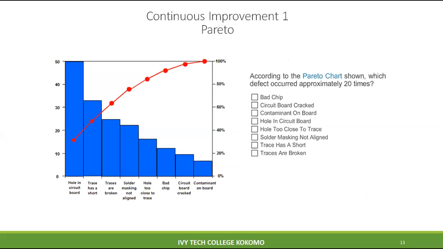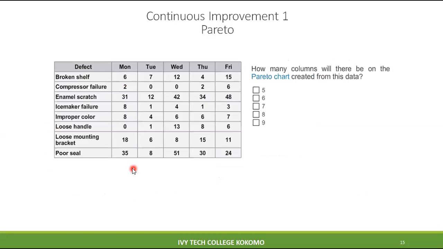According to this, which defect occurred 20 times? Well, you look over here on the frequency side of the chart, and you go to the 20, and I come over and see, well, this happened more than 20, but it's the closest we get. Soldering, masking, not aligned. Pretty simple. How many columns will there be? Well, there's going to be as many columns and bars as there are defects that you are tracking. So in this particular instance, there's going to be 8.